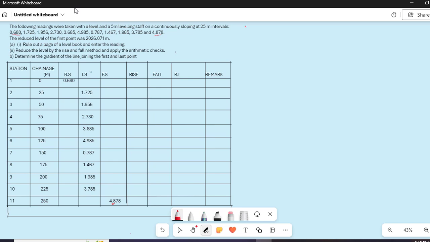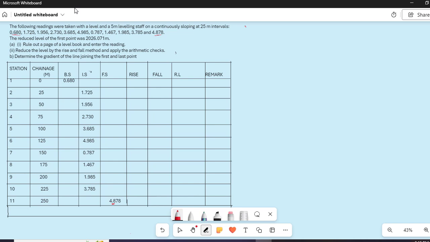All the other data between 0.68 and 4.87 are intermediate sights because we don't have a change point. So all the other data are intermediate sights, and you can see I've recorded them here as my intermediate sights. So I have data from number 1 up to number 11. That's where I have station 1 up to station number 11.